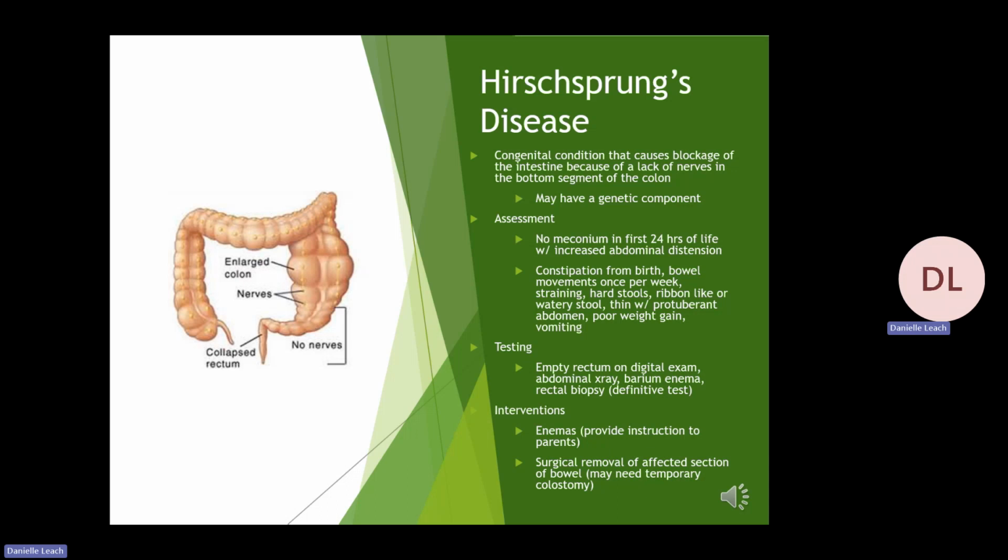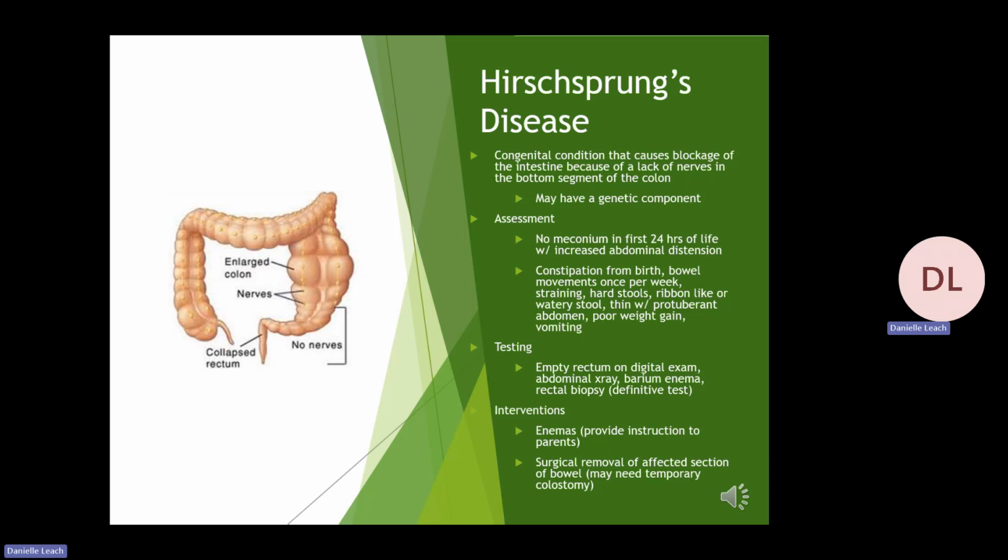They can also have a barium enema, which does allow more contrast when they're taking an x-ray. And a rectal biopsy is the definitive test. So basically, they take a little piece of tissue from the portion of the colon that they think may be affected, and basically look at it and can see that there are no nerves in this tissue where they would expect there to be nerves.